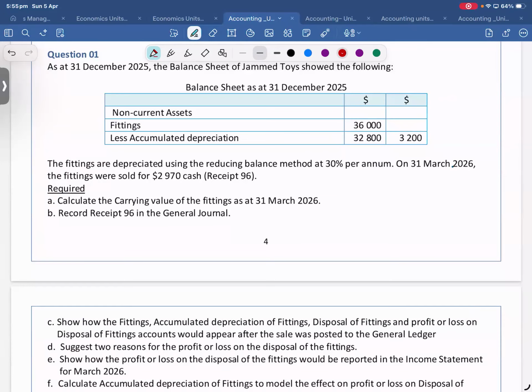This is the other depreciation method, the reducing balance method. You know how to do reducing balance? You get the carrying value. How do you get the carrying value? Carrying value is the historical cost less accumulated depreciation.